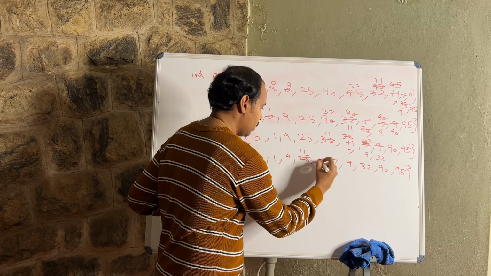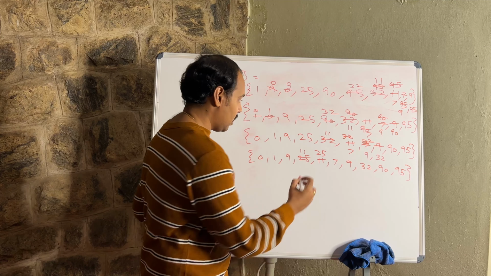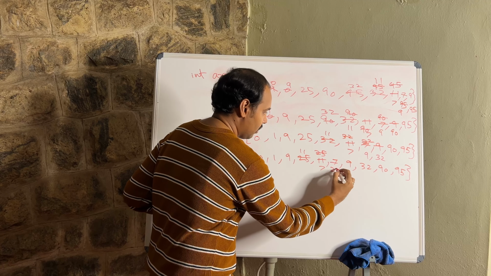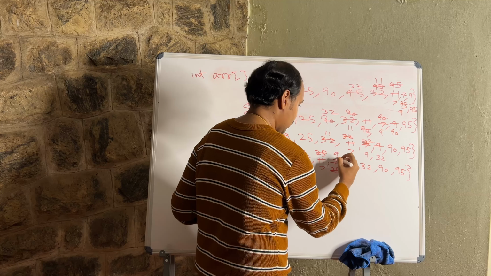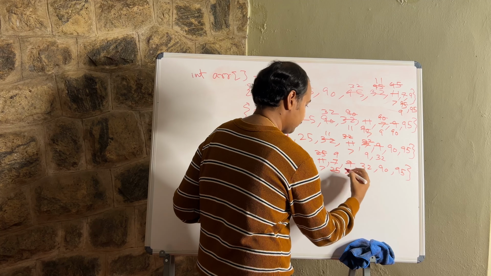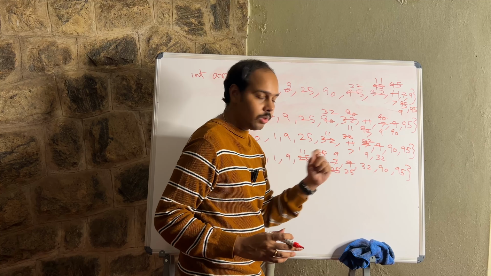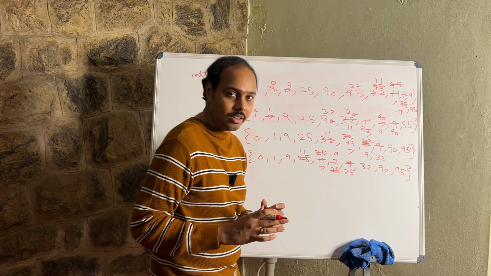So 11, 25. 25 is less than 7. No, not even in your dreams. 7, 25. 25 is less than 9. Not at all. 9, 25. 25 is less than 32. Absolutely. 32 is less than 90. Yes. 90 is less than 95.